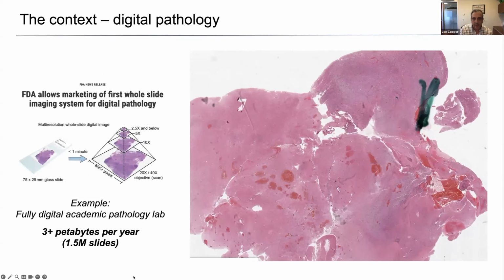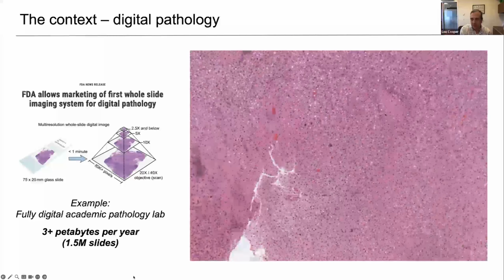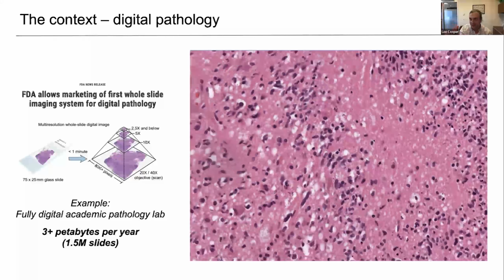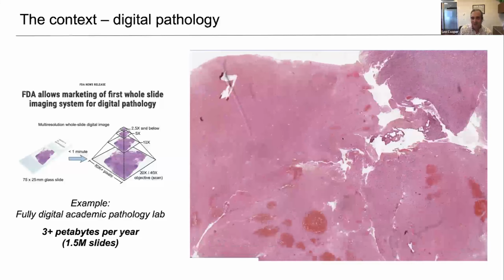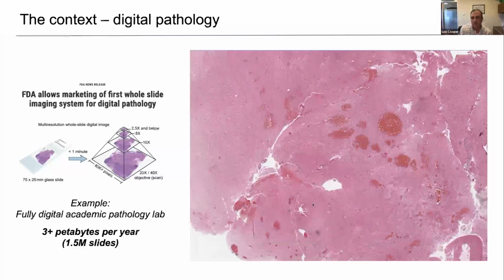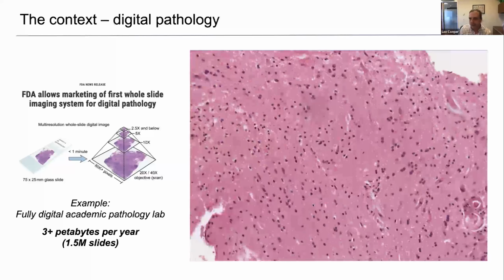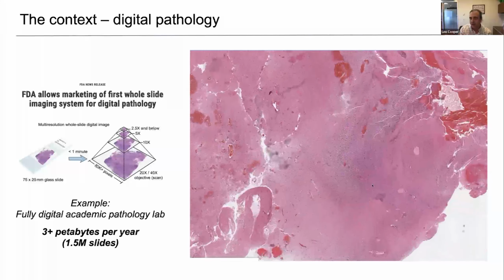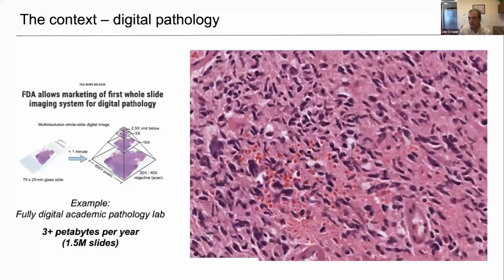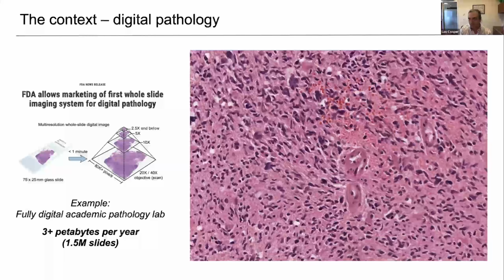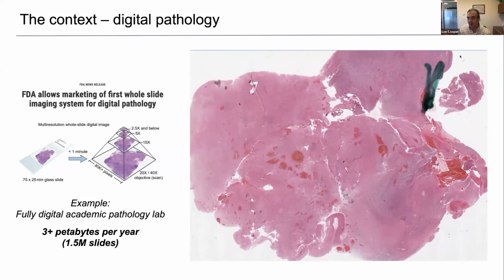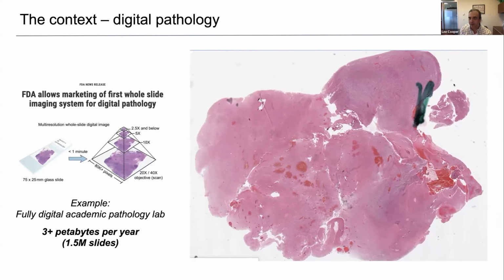So the context that we're working in is digital pathology. For over 150 years, pathologists have used these glass slides to do their diagnosis, and only recently have they started using digital pathology in the clinic. The idea is to take these glass slides and generate digital images. Those digital images will be the primary mode of interaction for the pathologists in the future, and it will create these massive archives that can be used for research.